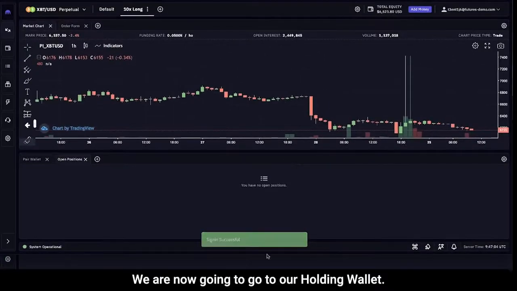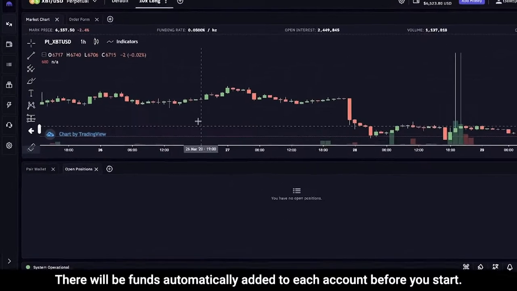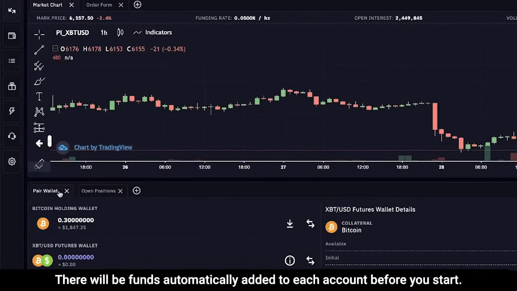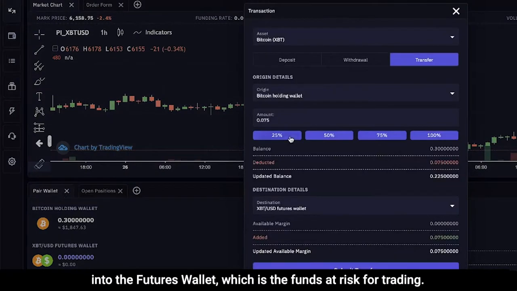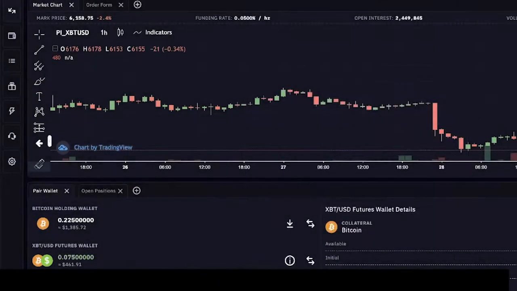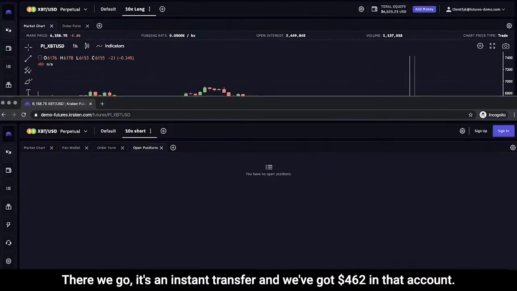We are now going to go to our holding wallet. There'll be funds automatically added to each account before you start. We're going to add some money from our holding wallet, which is the safe account, into the futures wallet, which is the funds at risk for trading. There we go, it's an instant transfer, and we've got $462 in that account.